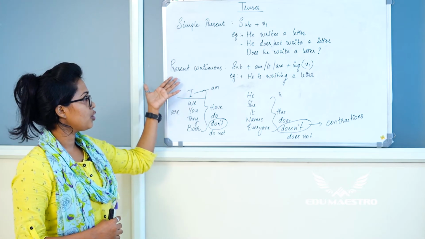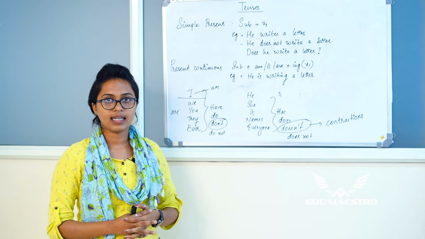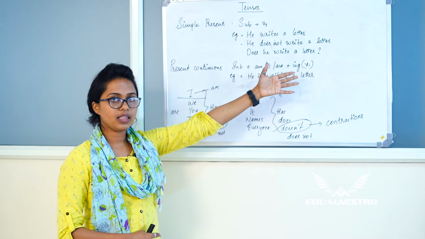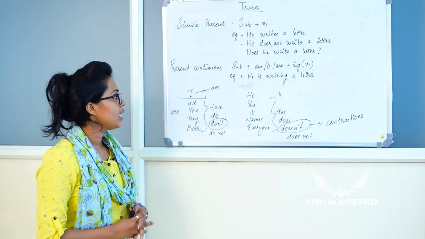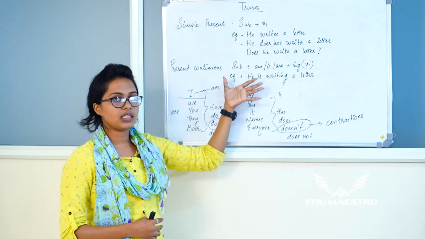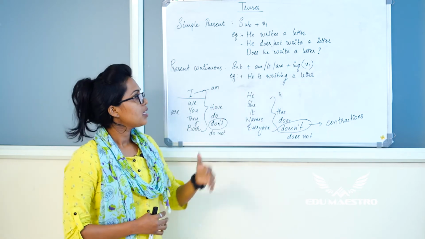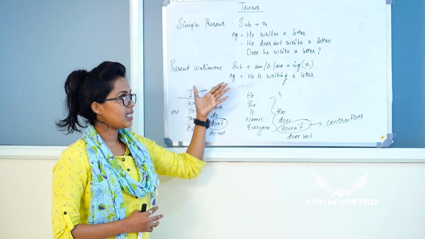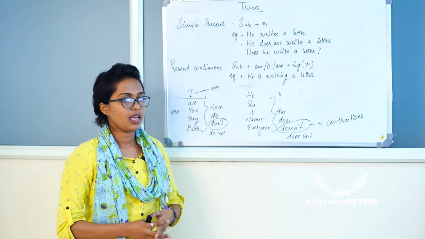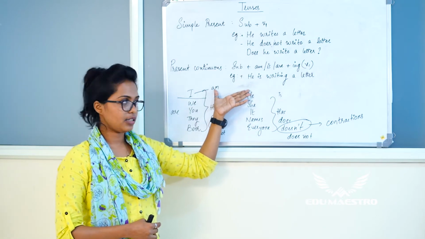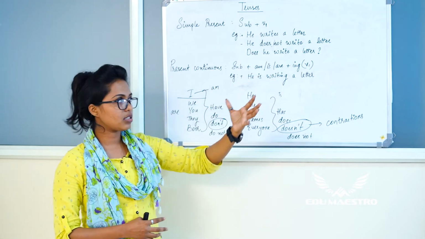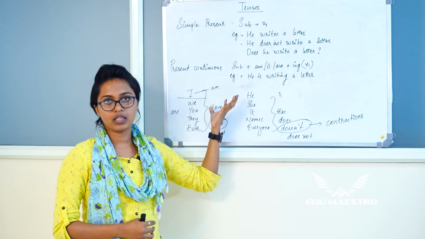Next, we move on to present continuous tense, that is subject plus am, is, or are plus the base verb with ing. For example, he is writing a letter. Here the action is an ongoing process. In the negative sentence, we can say he is not writing a letter. And when you make it a question, you can say, is he writing a letter? The difference is we use the auxiliary verb first when we make it into a question.